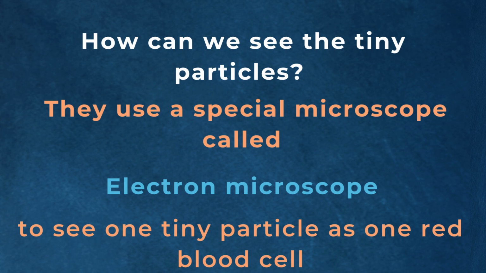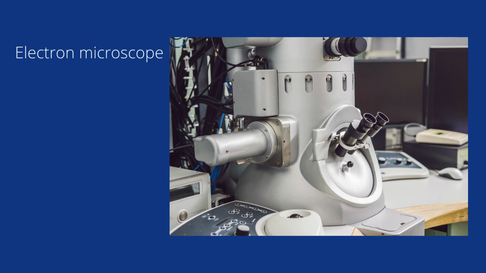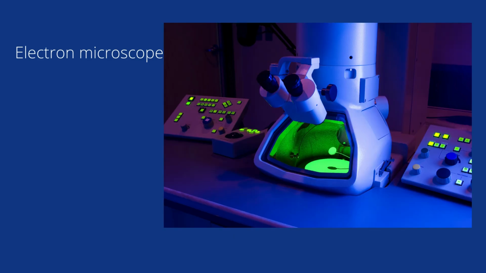So to see the tiny particles, we need to use a special microscope called an electron microscope to see one tiny particle, such as one red blood cell or the particles of one hair. As we said, one hair consists of a huge number of particles. So to see these particles, we need to use the electron microscope. It looks like that.